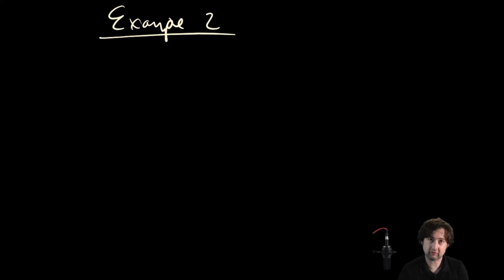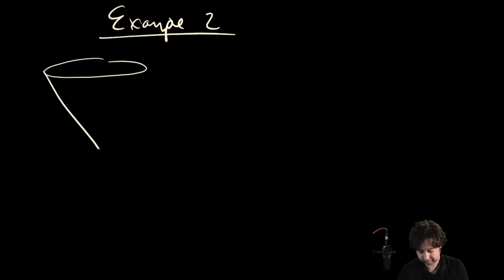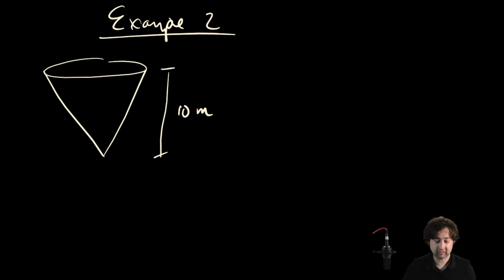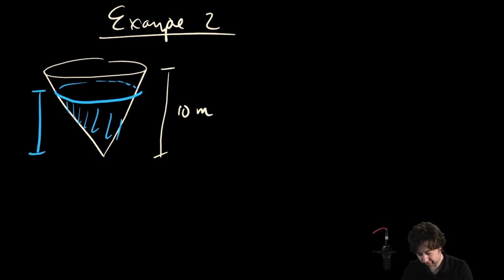We have a conical tank of water. So this is example 2. We have a conical tank of water that looks like this. The height of this tank is 10 meters. And the water is 2 meters below the surface. That is, the water is at a height of 8 meters. So this is the water, and the height of the water is 8 meters. The radius of the tank is 4 meters. And the question is, with all that information, how much work does it take to get all the water out of the tank?